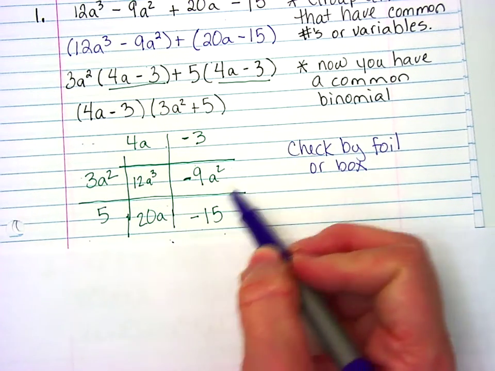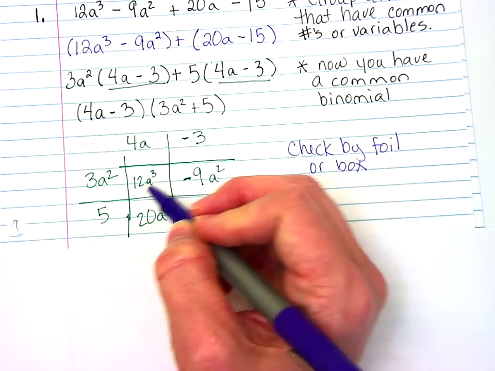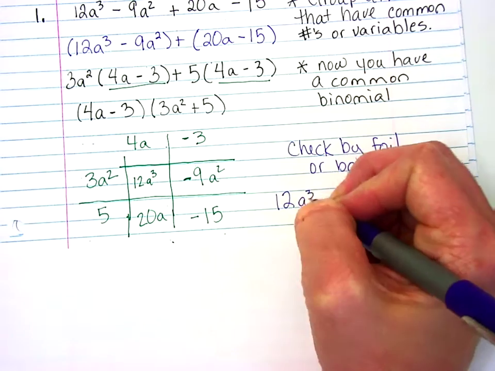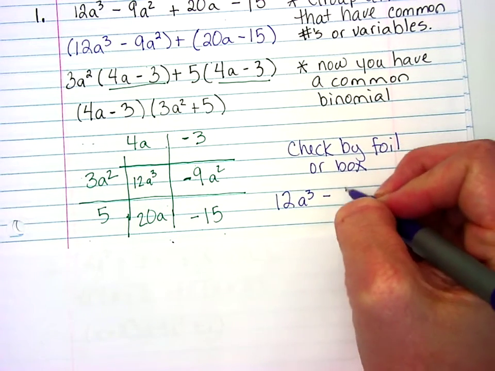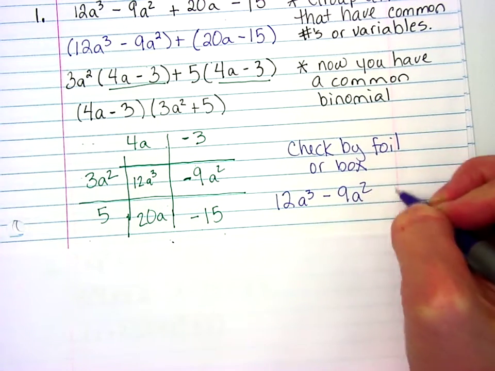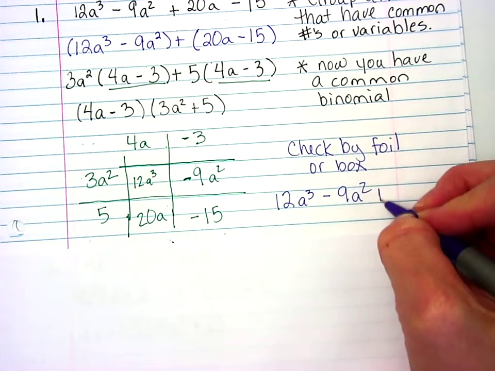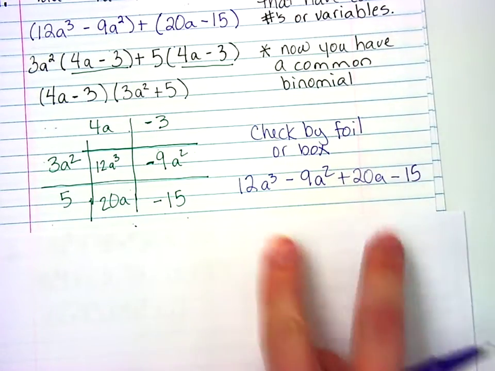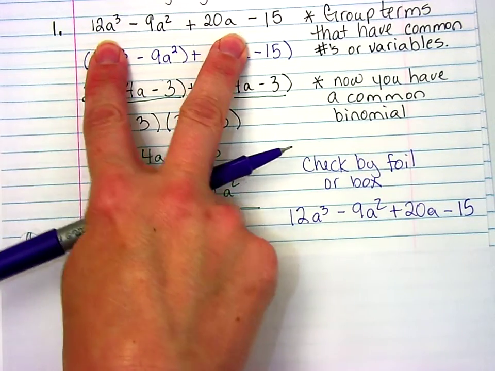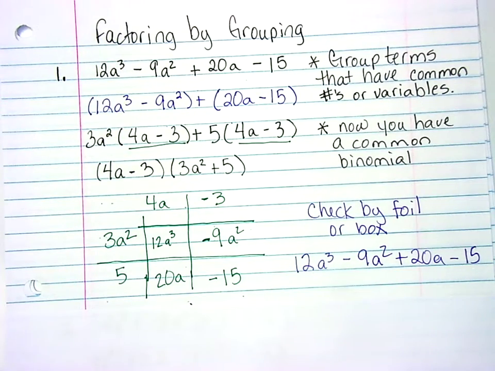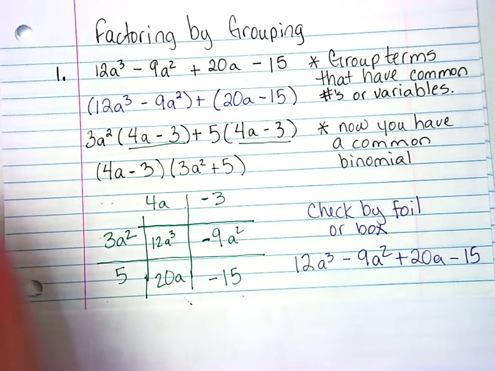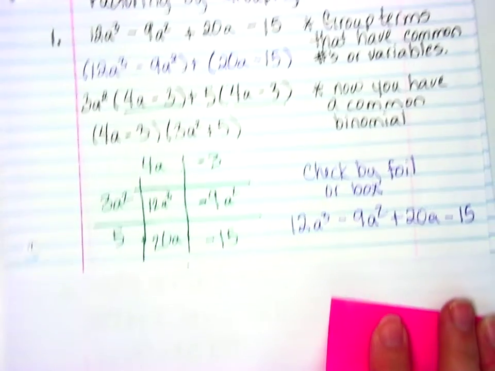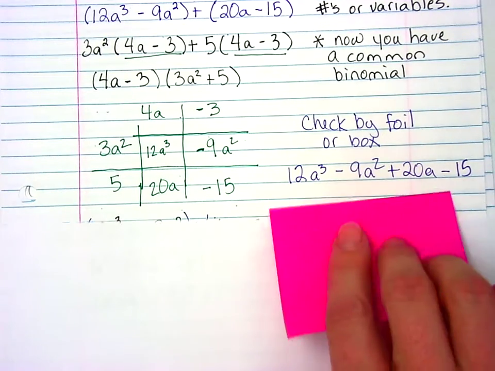Whenever you get this, I looked through this, I boxed it. I have 12a cubed minus 9a squared plus 20a minus 15. And if I take that, that goes right back to where I started. Okay? That's a really good thing about all of this. You can check your work. There's no reason to get some of these wrong.